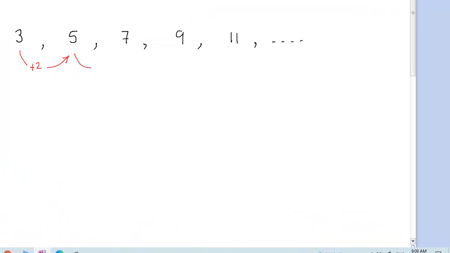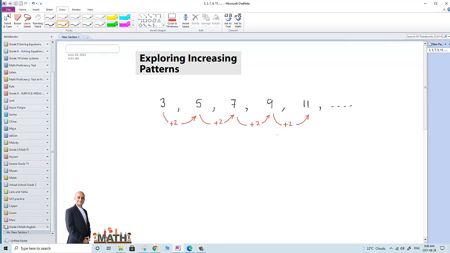If I add the same 2 to the 5, it will give me 7. If I add the same 2 to 7, it will give me 9. And if I add 2 to the 9, it will give me 11. That means I am increasing, that's why I'm saying increasing patterns. Patterns mean that I'm not changing this number, it's always 2, 2, 2, 2.